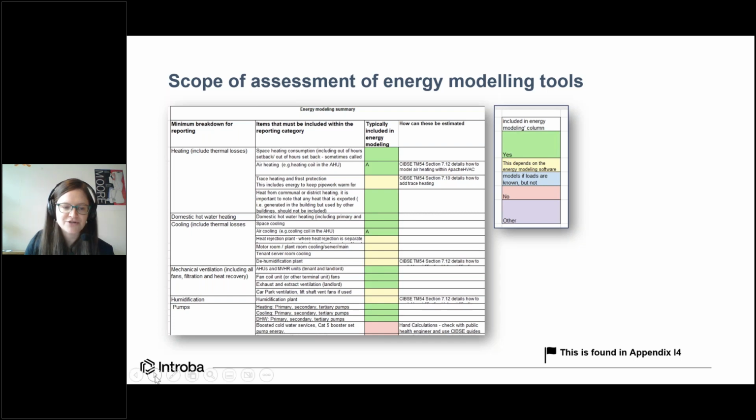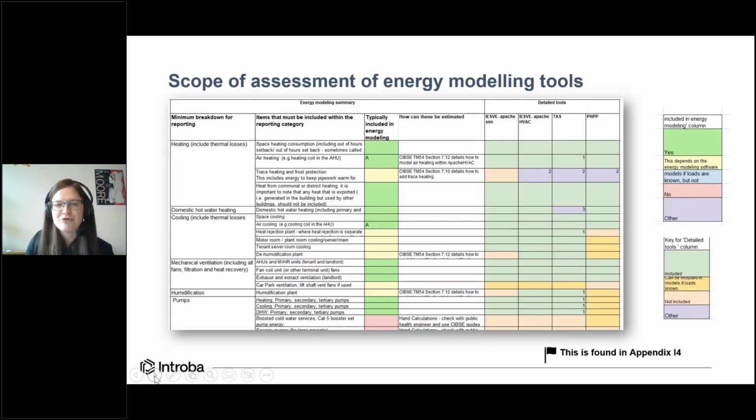We've also showcased, for the most used tools in the industry, which items are included and which items are not included. And if they're not included, how you calculate them by hand. That's really important because it means that the whole life carbon assessments being carried out by different consultants within the industry are all including the right elements of scope, no matter what tools they're using. We wanted to make that clear to you and to those energy modelers, so we all know what to do.